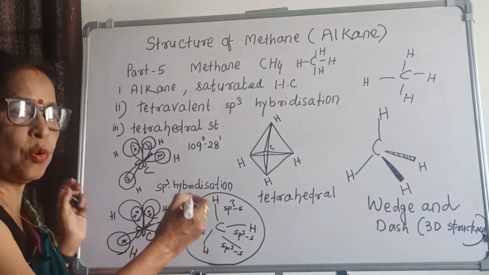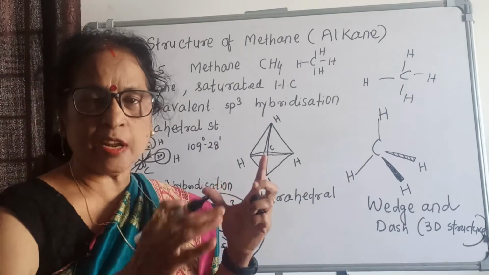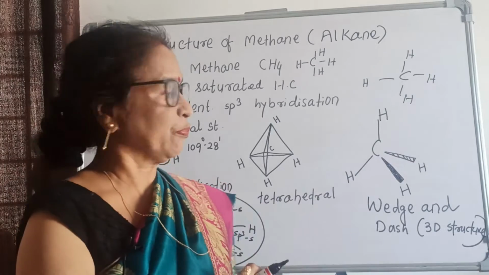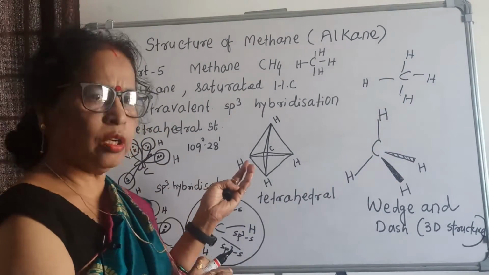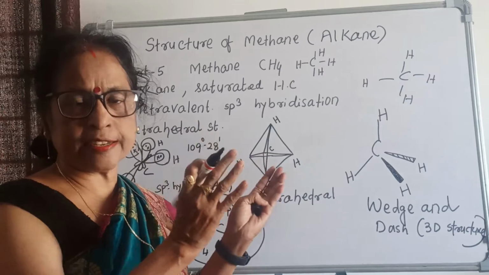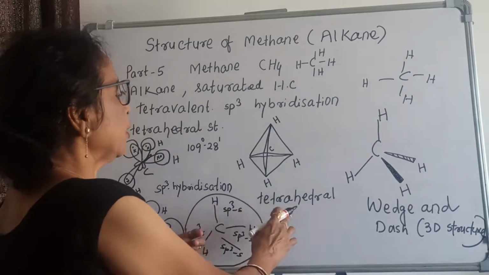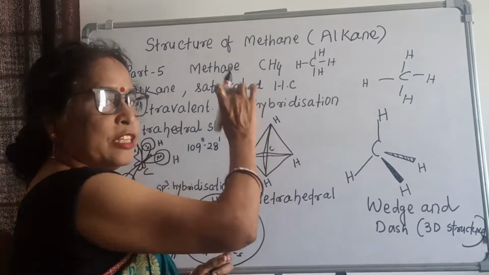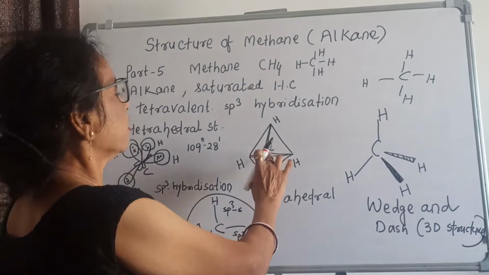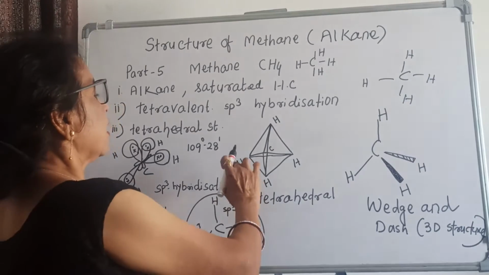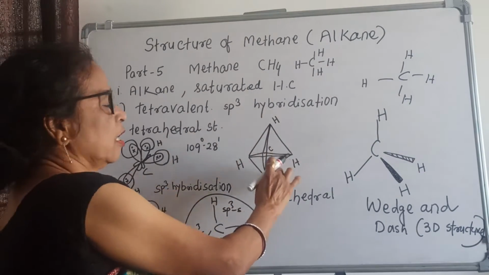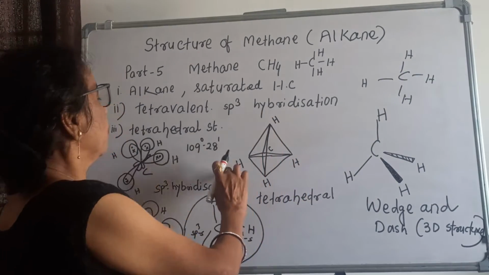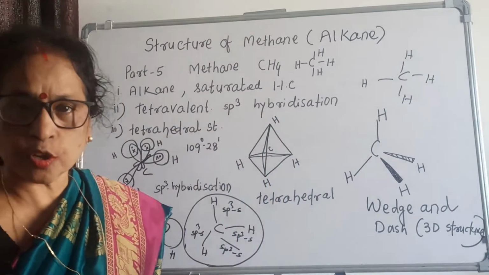And how can you know the shape? What is the shape of this methane? Since it is a tetrahedral structure, you can write the diagram of it as a tetrahedron, where in the center the carbon is there, and at each corner a hydrogen. So how many hydrogens? 1, 2, 3, 4. So it is a tetrahedral structure.